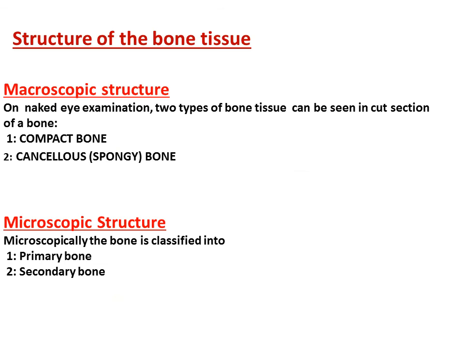Structure of the bone tissue. We divide the bone tissue structure into macroscopic structure and microscopic structure. In the macroscopic structure, on naked eye examination, 2 types of bone tissue can be seen in cut section of a bone: compact bone and cancellous or spongy bone. In microscopic structure, the bone is classified into primary bone and secondary bone. And we will discuss these structures, macroscopic and microscopic, in detail in the next lecture, inshallah.